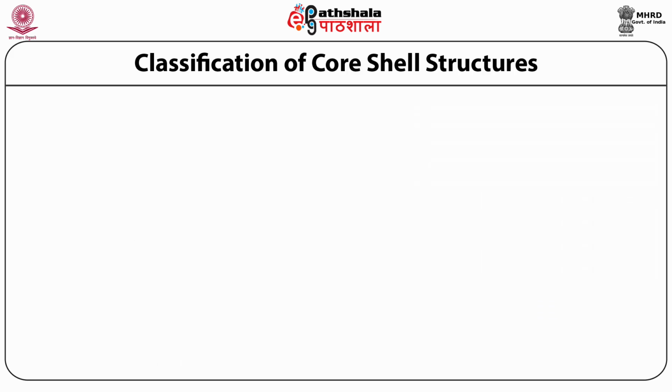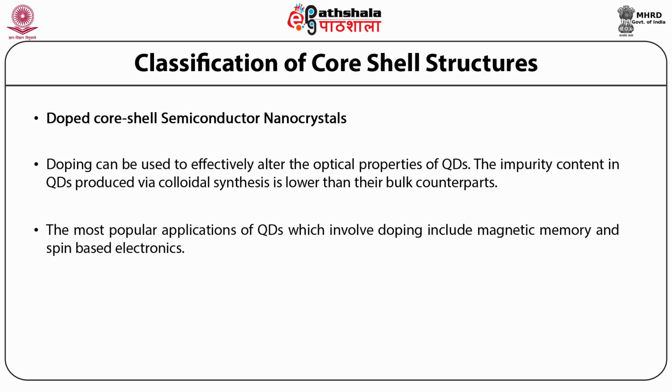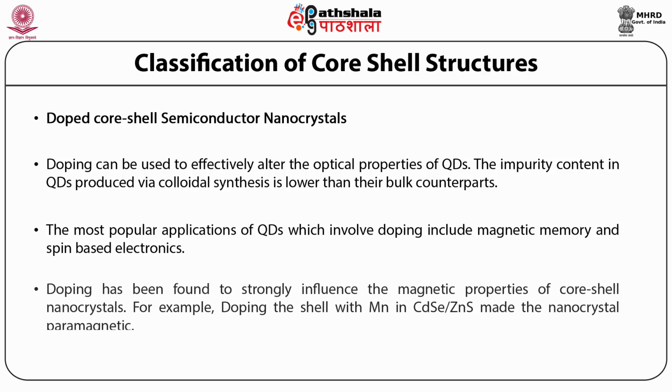Another type of core shell nanocrystals are of the doped core shell semiconductor nanocrystals. Doping can be used to effectively alter the optical properties of quantum dots. The impurity content in quantum dots produced via colloidal synthesis is lower than their bulk counterparts. The most popular applications of quantum dots which involve doping include magnetic memory and spin-based electronics. Doping has been found to strongly influence the magnetic properties of core shell nanocrystals. For example, doping the shell with manganese in cadmium selenide zinc sulfide heterostructure made the nanocrystal paramagnetic.